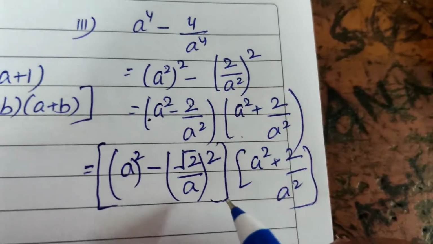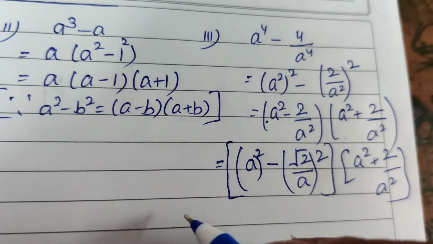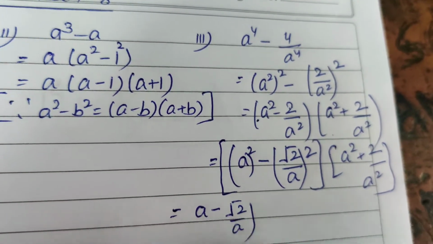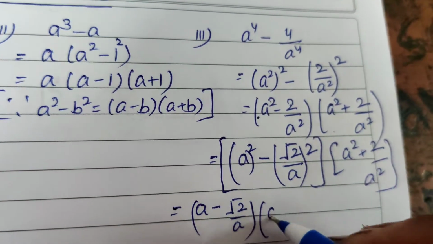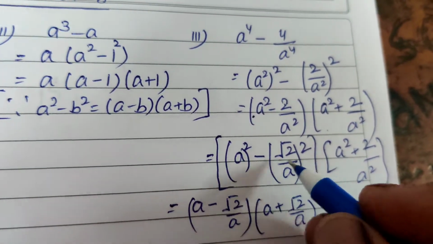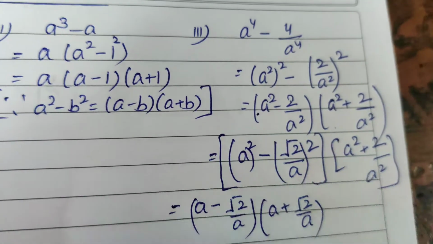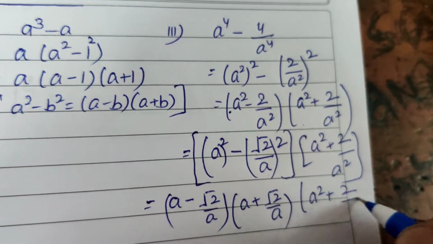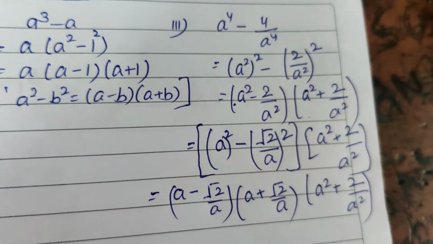Factorize by a minus b and a plus b. So (a minus root 2 upon a) and (a plus root 2 upon a). This is the factorization of a square minus 2 upon a square. And the positive term is a square plus 2 upon a square.